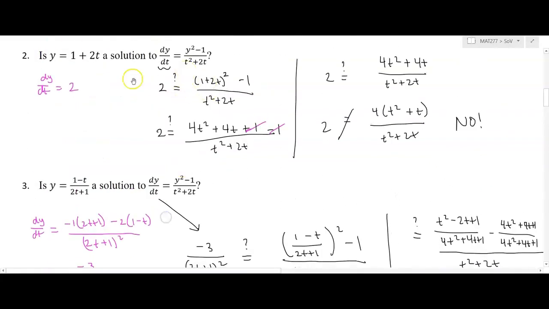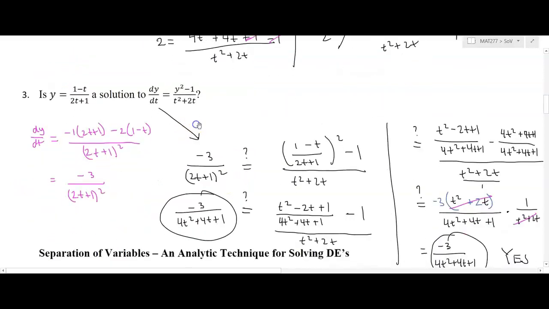So we saw in number 2 that 1 plus 2t wasn't a solution because you didn't get the left and the right hand side equal to each other. It was not possible. But in number 3 it was possible to do it.